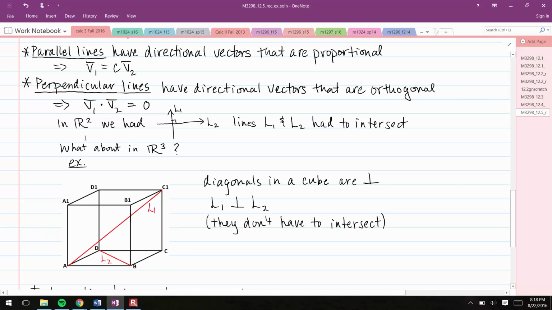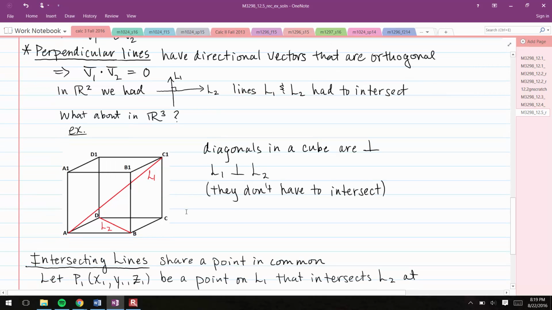In 2-space, or in 2D, when we have two perpendicular lines, they're going to intersect. What about in 3D? Just thinking about this for a minute, remember that we can move around these vectors, this v sub 1 and v sub 2. The vectors can move around. An example to illustrate is a cube. Thinking about the diagonals that are illustrated here, they are orthogonal, but they don't intersect. They can intersect, but they don't have to.